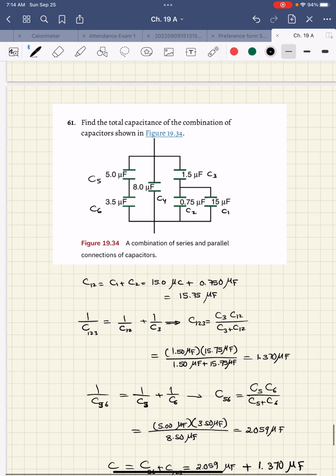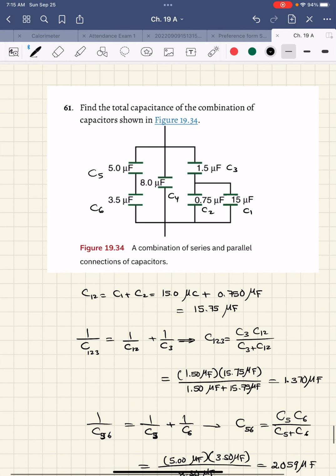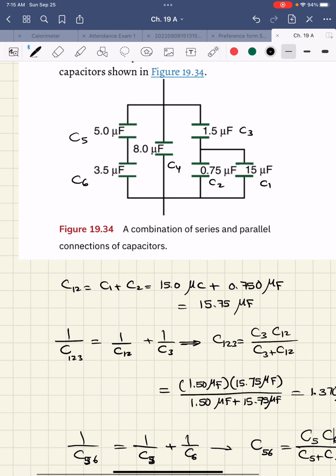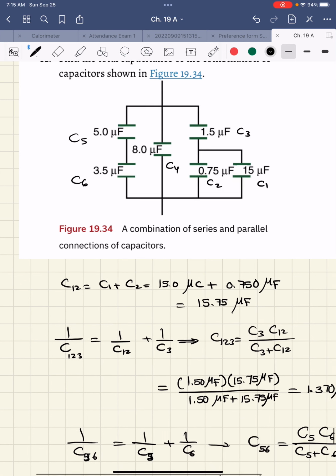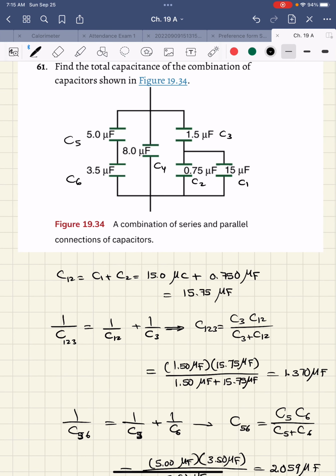This is what I was talking to you about. Find the total capacitance of the combination of capacitors shown in here. I will say the good strategy is always to try to label them. Here what I did, I said this one is C1, this one is C2, this one is C3, this is C4, C5, C6. We usually move backwards, okay?